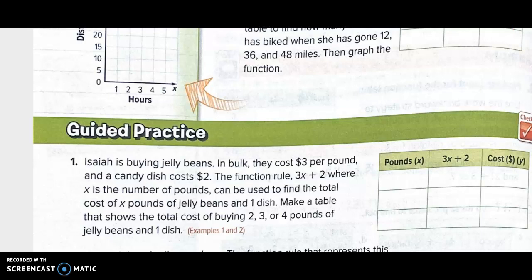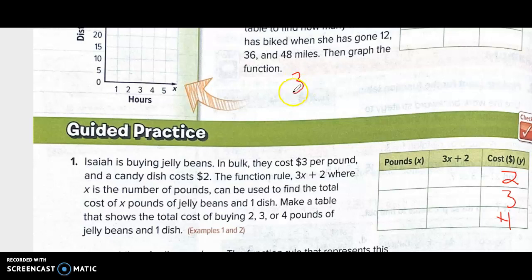Okay, so since we already know our costs, and it says that we put our cost in our output, we're just going to put the numbers in there that they gave us. They gave us 2, 3, and 4. There we go. All right, so now we know our function rule is 3x plus 2. So let's work on the first one. I'm going to show you guys how to work on this, kind of similar to what we did last week.